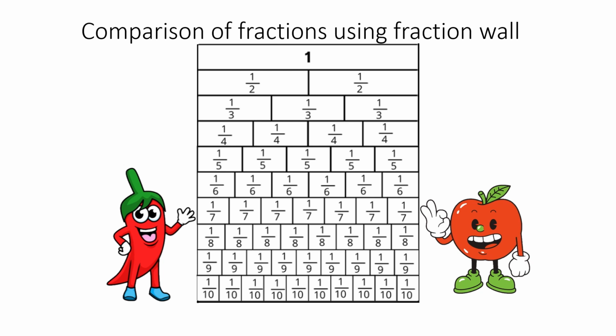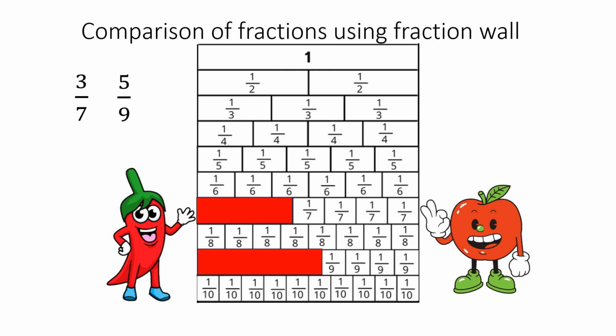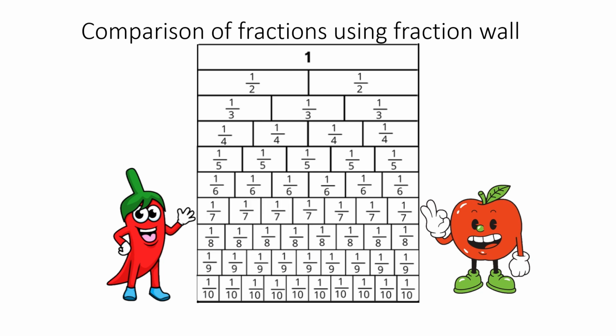Next method is comparison of fractions using a fraction wall. So let's take 1 by 2 and 2 by 4. See, these two strips are equal. So 1 by 2 is equal to 2 by 4. Take another example. 3 by 7, 5 by 9. Now which is greater? By looking at it, you know that 5 by 9 is greater. So 3 by 7 is less than 5 by 9.